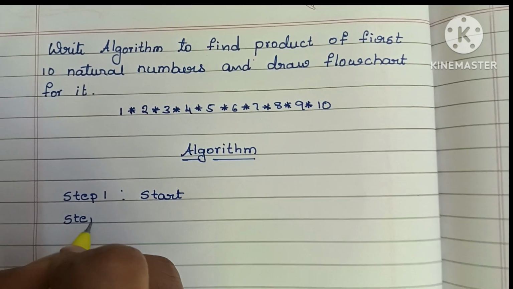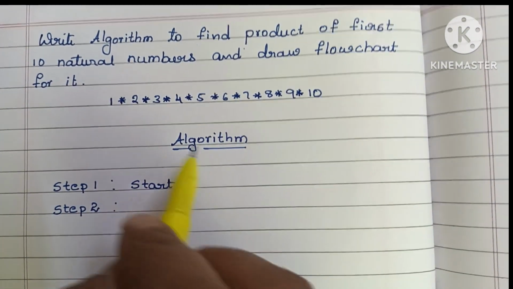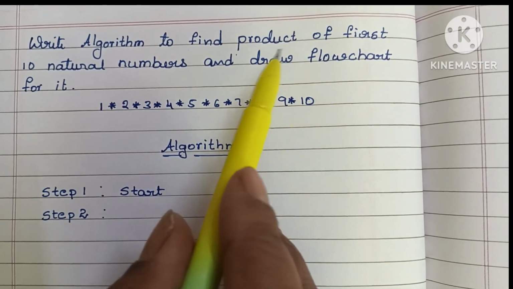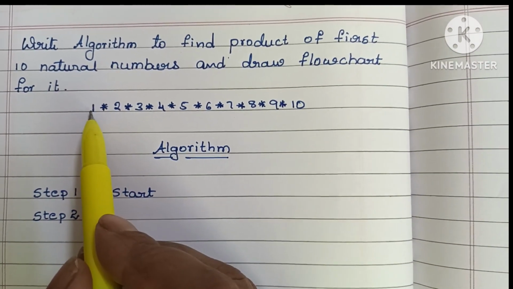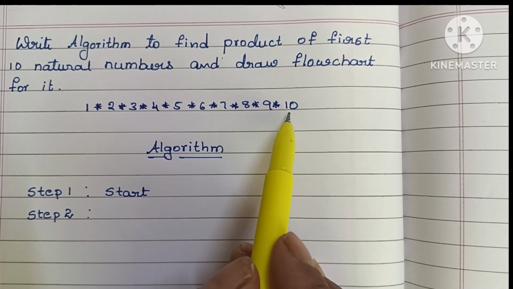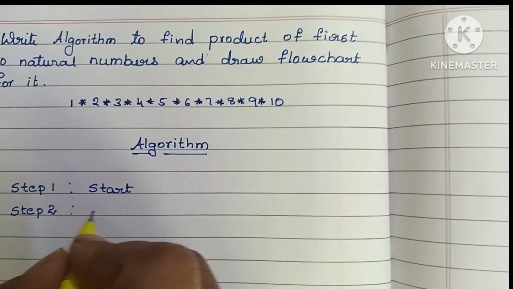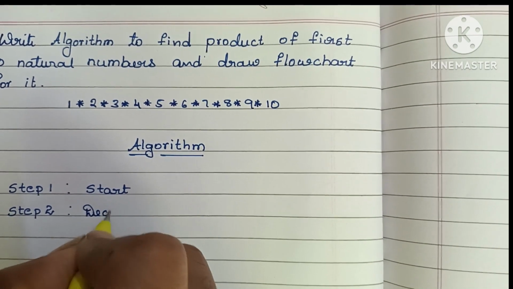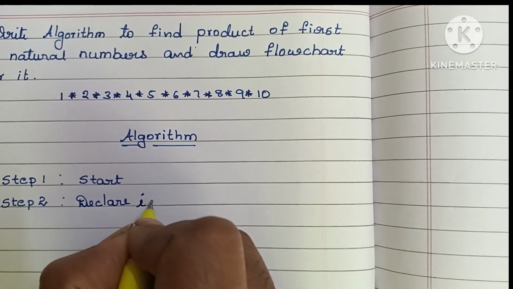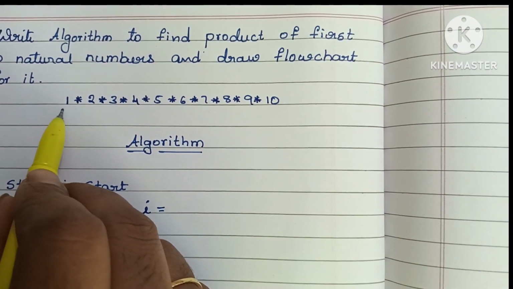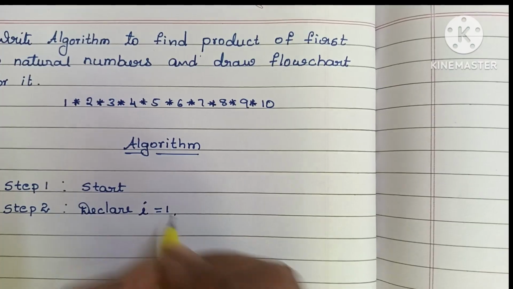In step 2, there is no need to read input values, because we know that we have to find the product of the first 10 natural numbers. So numbers start from 1 till 10, and we have to find the product. Here we have to declare some values, that is I and product. We declare I is equal to 1, the initial number.